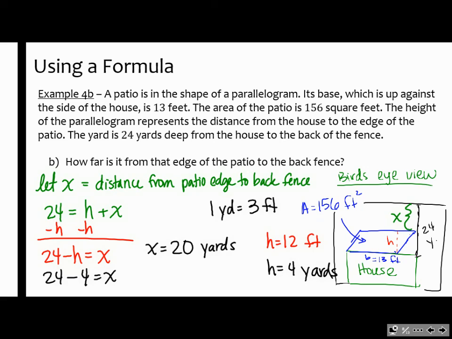Let me make sure I didn't make any mistakes here. 24 yards. And then we had 12 feet, which is the same as 4 yards. 24 take away 4 yards, 20 yards. They have a big backyard. That's nice. Okay, little sentence here. It is 20 yards from patio to the back fence.